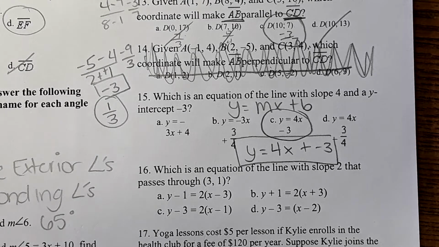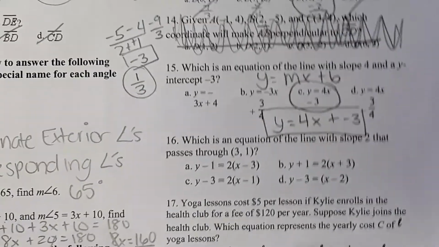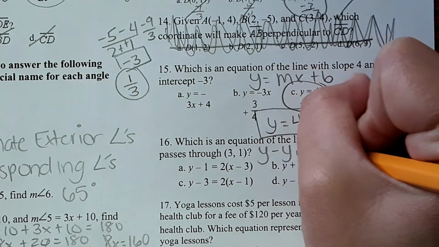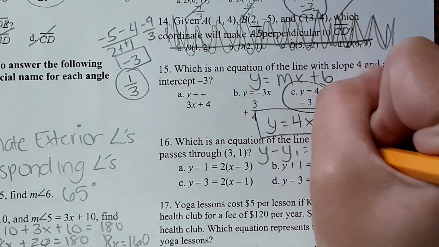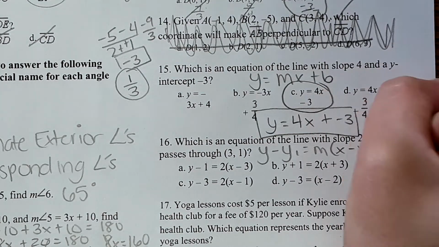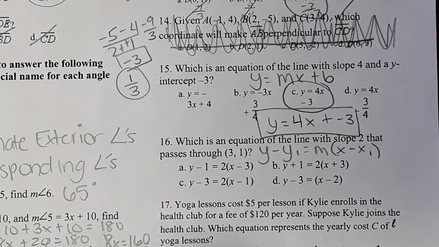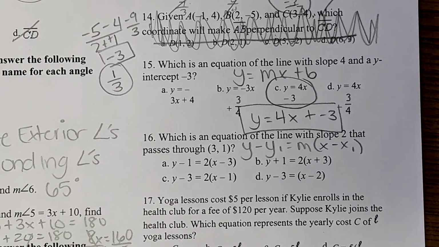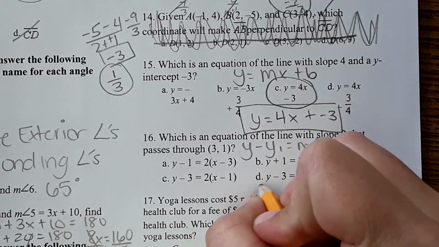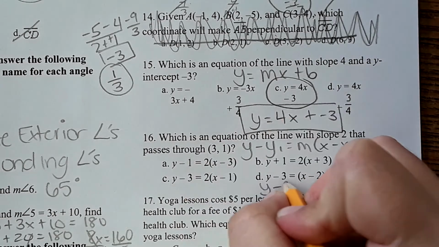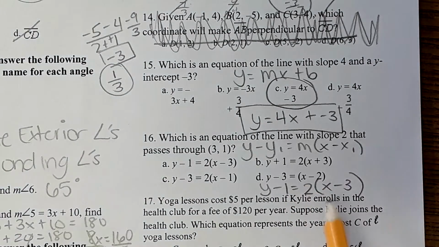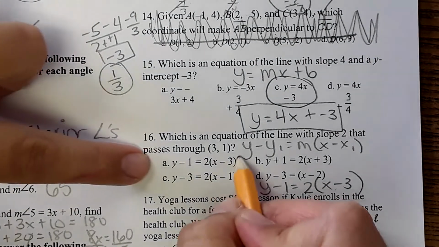Okay, number 16, which is an equation of a line with slope 2 that passes through (3, 1). So now they're showing us point slope form. You will have a reference sheet of some kind for the test tomorrow, whether I print that out or just put some equations on the board, I'll figure that out. But here's the point slope formula, and then we can use this to plug in what they gave us. So it would be y minus the y coordinate here, which is 1, equals slope 2 times x minus 3. And then I'm looking for this answer choice, and it is A.